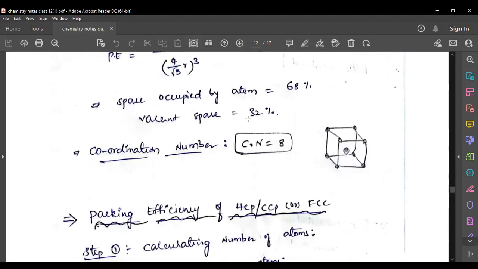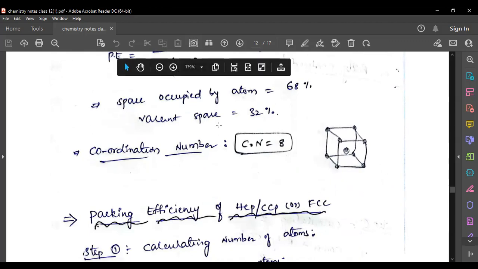Suppose you have taken this center atom, the body center. This atom can touch how many other atoms directly? 8, sir. 4 at the top and 4 at the bottom, right? Total 8 atoms are there. So the coordination number will be 8.